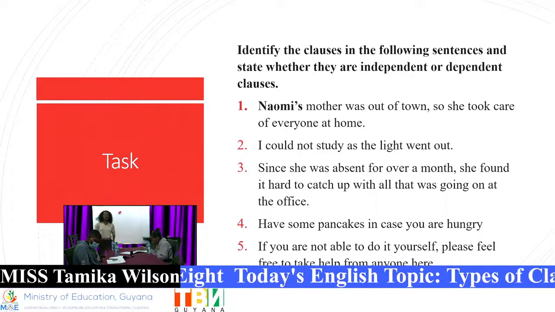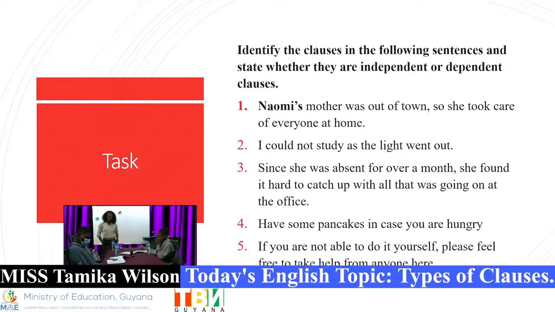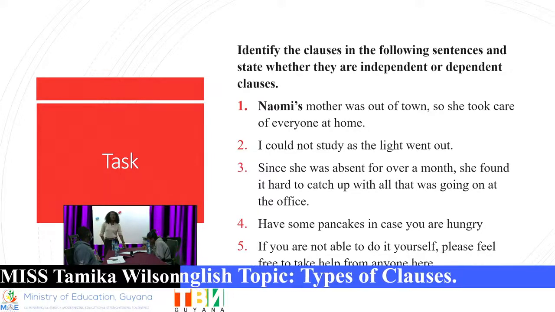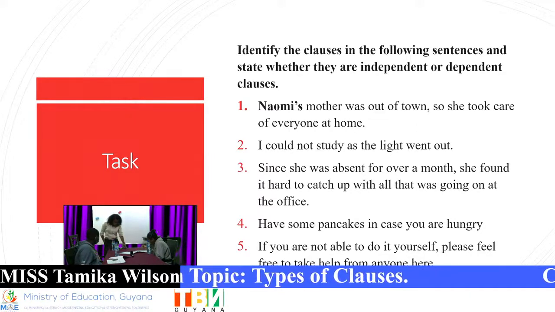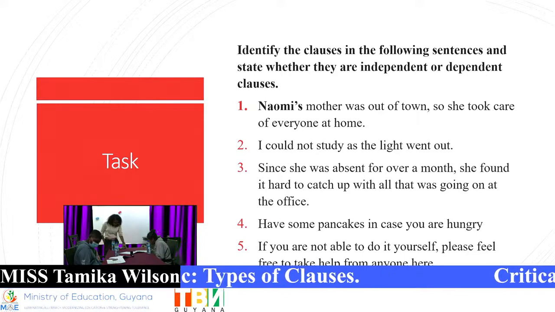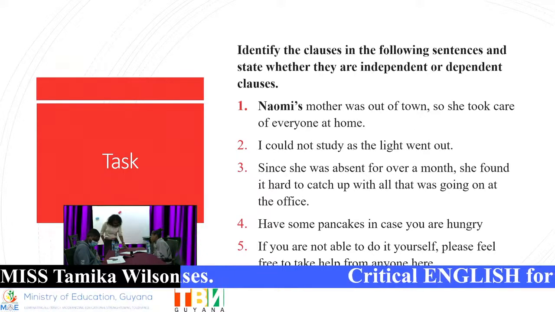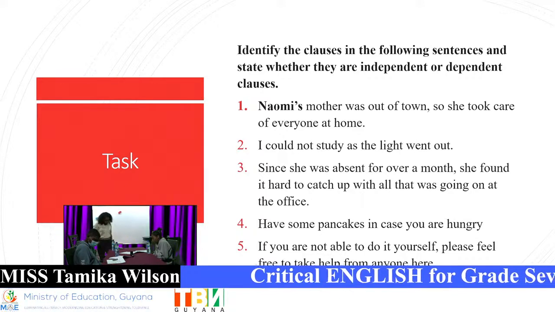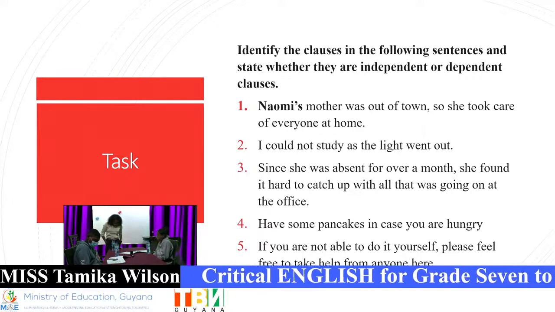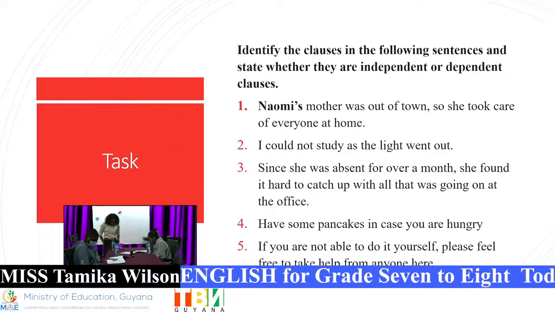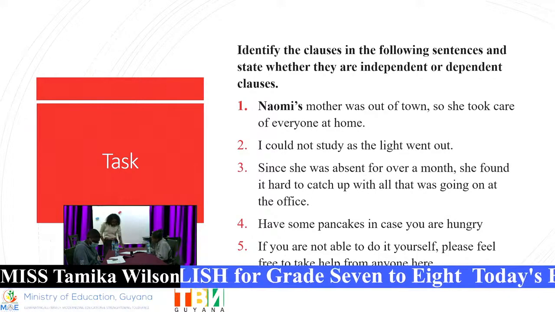What about the third? I think it might be dependent, but I'm not sure. Since she was absent. I just want to make sure I have the right thing. All right, so let's go. The independent clause would be what? She found it hard to catch up.